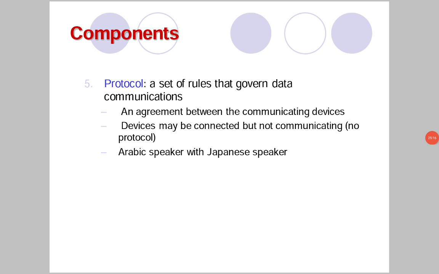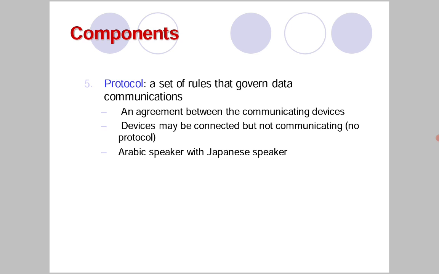So, fifth component is protocol. What is a protocol? Protocol is a set of rules and regulations that govern data communication. It tells about how the data is transmitted, how the data or information is sent and received. So, protocol is also an agreement between the communicating devices.